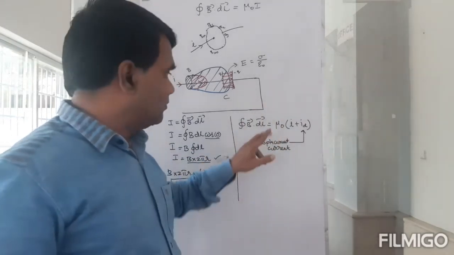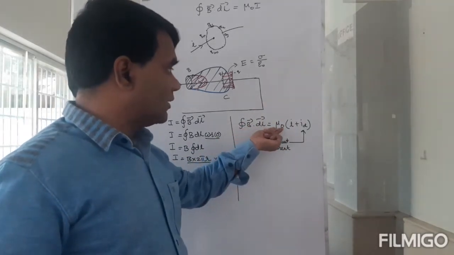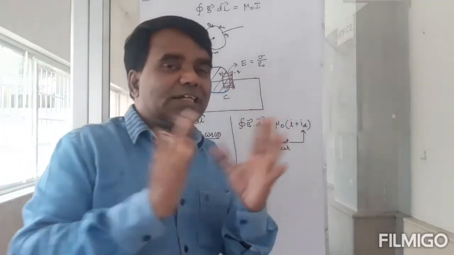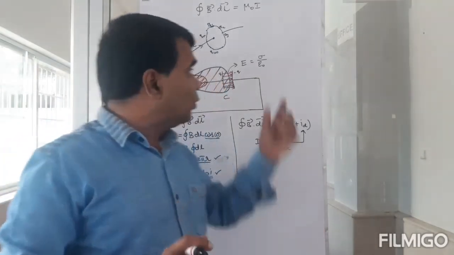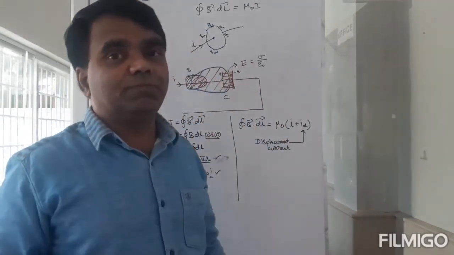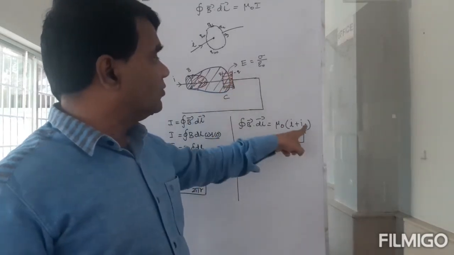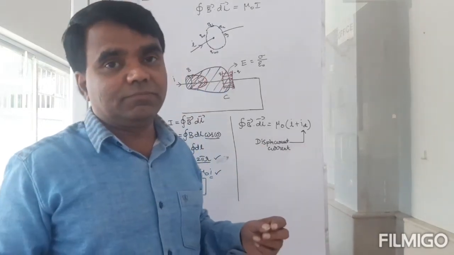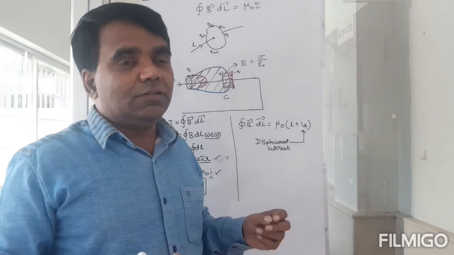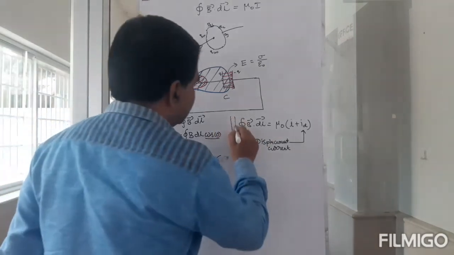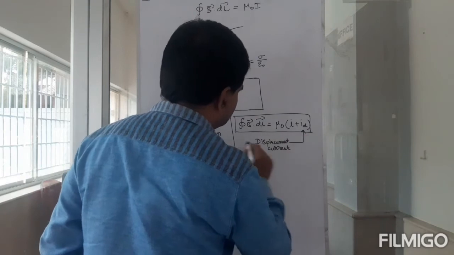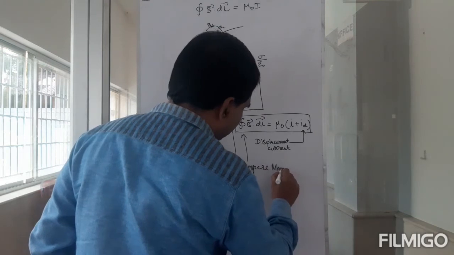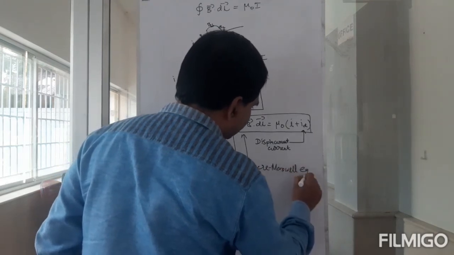But right now keep in mind that B dot dl is equal to mu naught times I plus id. This is displacement current. When does the displacement current take place? It takes place whenever there is a change in electric field. Whenever there is a change in electric field, then you get a displacement current. If the electric field doesn't change, then there is no displacement current. So this equation is called the Ampere-Maxwell equation.